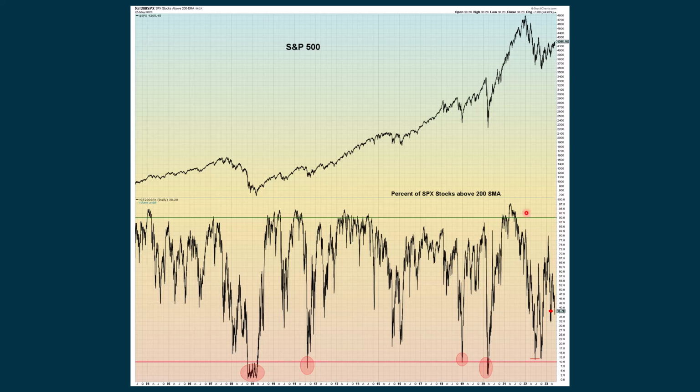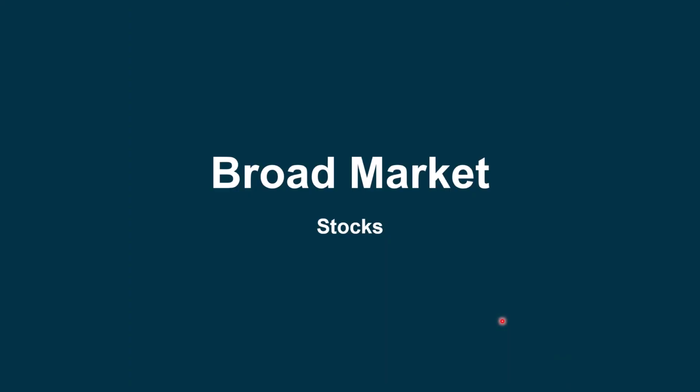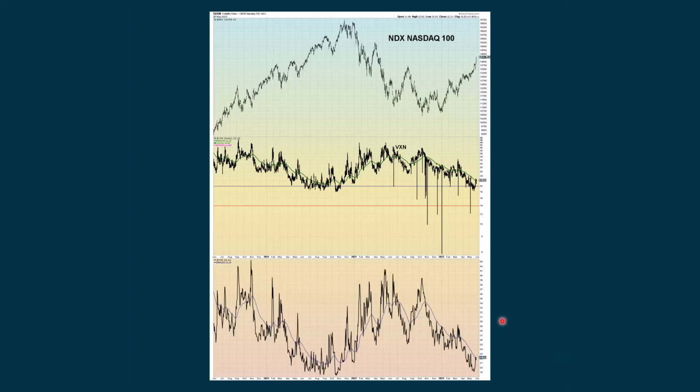We also look for extreme positive or negative readings, but we're far away from any kind of a signal right now. Then we look at the broad market as well. This is the VXN, which is the VIX for the NASDAQ 100. I usually say that I don't use this chart all that much because there's all these icicles sticking up on here. It has a lot of erroneous data.